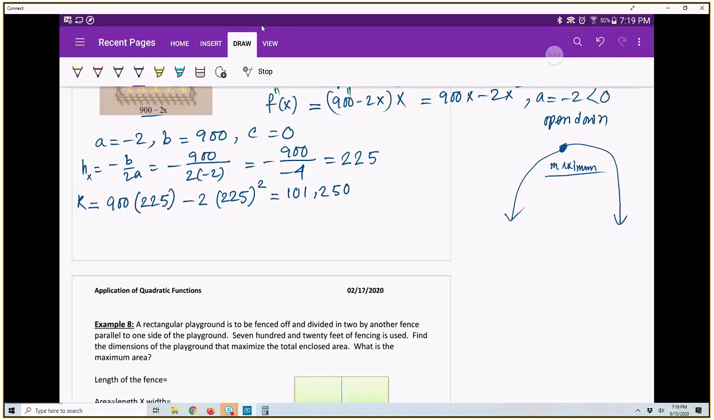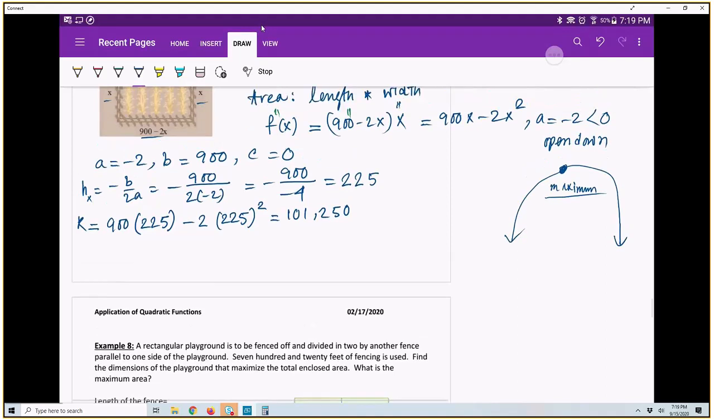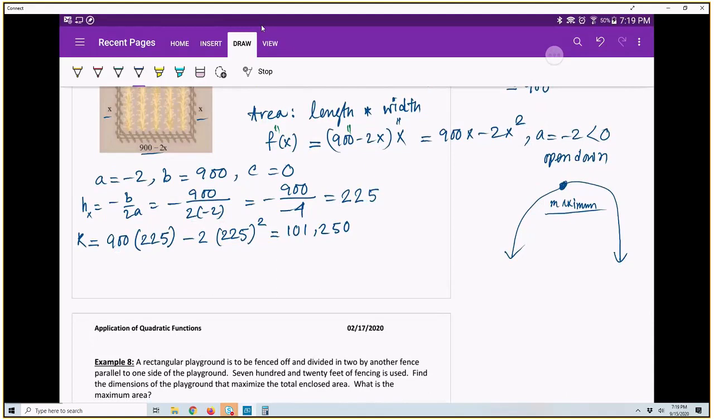Okay, so k is equal to 101,250. Now see what I have done. I have already answered all the questions. Remember, the width of the field is x. So I wanted to know the dimensions. Now I know. I will say the width of the plot to maximize the area is 225 feet, because that's the x coordinate of the vertex.